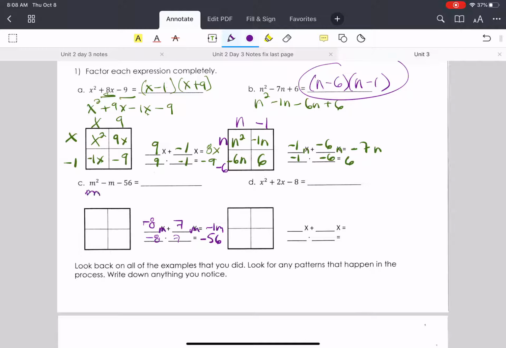Now, once you get the hang of it, you don't have to write out this step anymore. Okay? Because if you get the hang of it, you know you can put the m squared in the -56. And once I know it's -8 and 7, just remember it's -8m and 7m. Okay?